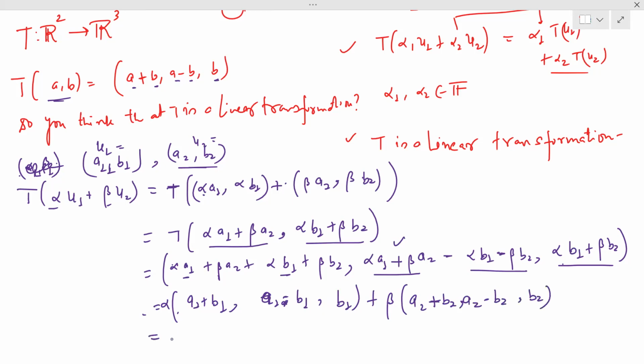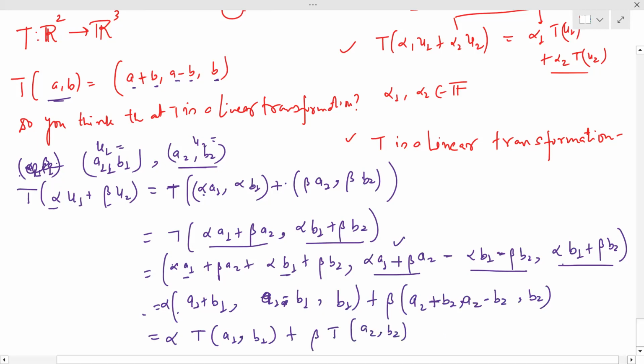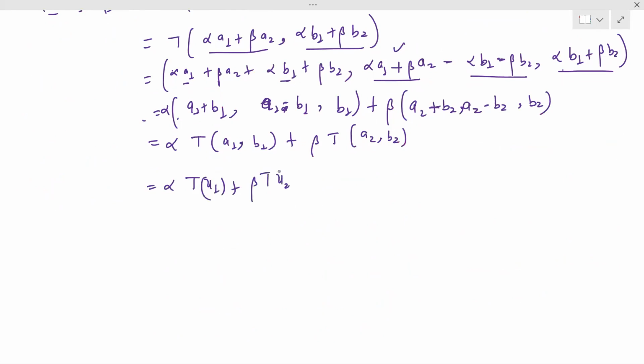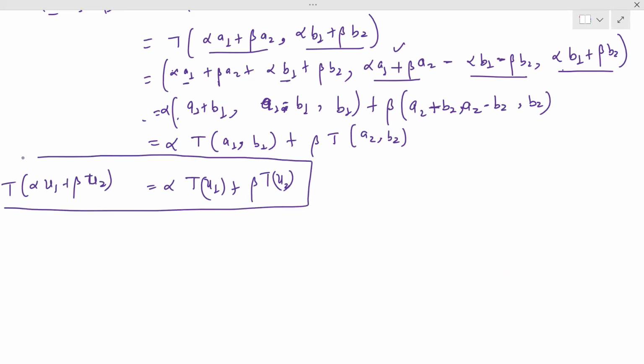Okay, so I think this I can write T, and this is what? T of A1 comma B1 plus beta. This is T of A2 comma B2. Okay, so effectively what I have got is alpha times T of U1 plus beta times T of U2. So your T of alpha U1 plus beta U2 comes out to be alpha T U1 plus beta T U2. It implies your T is a linear transformation.